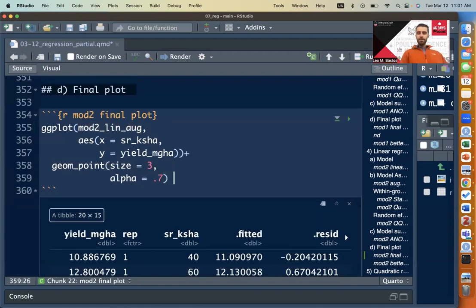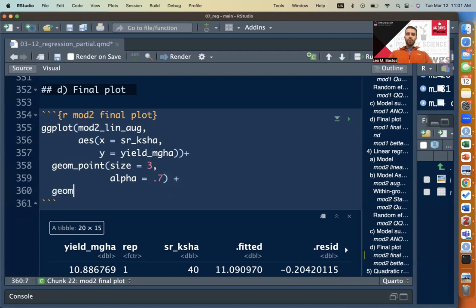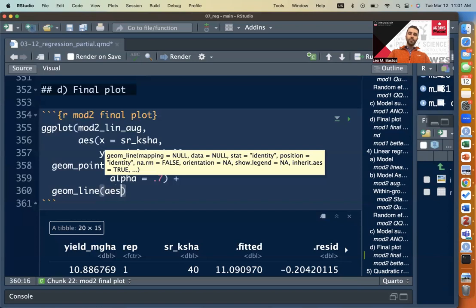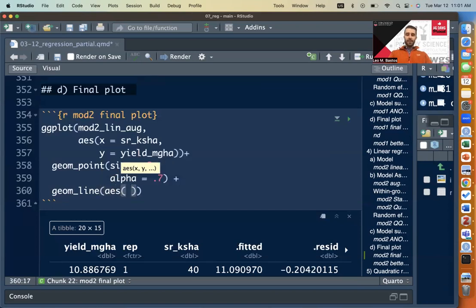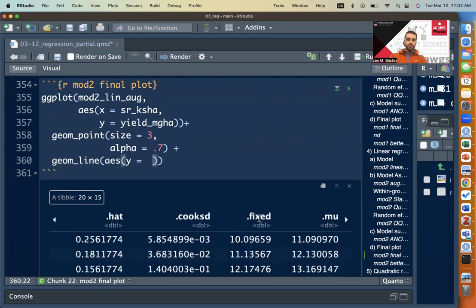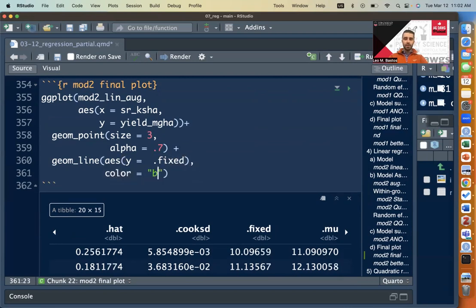So let's just add plus geom_line. I call aes. I want my y to be equal to, in this case, we tried the fitted before. If you remember, that kind of touches all of the estimates of your blocks. So to avoid that, I want y to be equal to .fixed. And then I come outside of aes, I just want to say color equals blue.